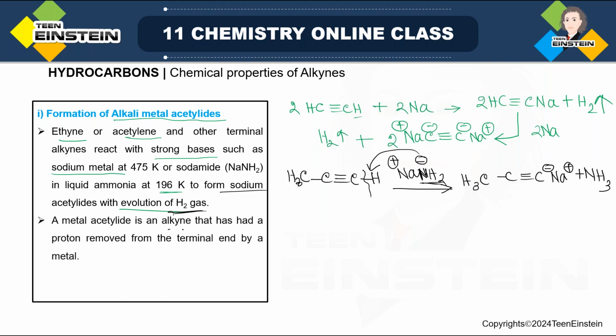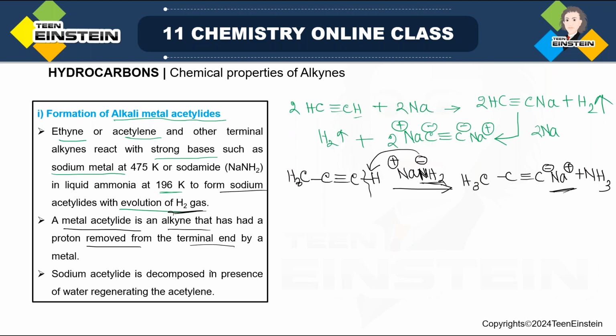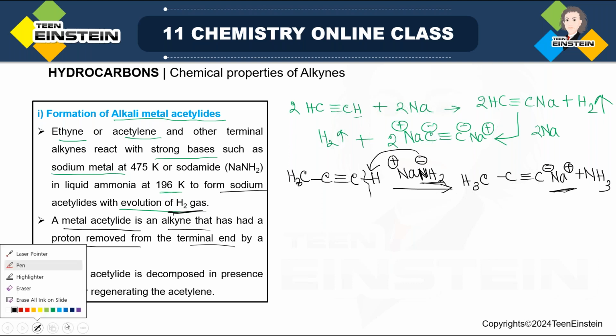A metal acetylide is an alkyne that has had a proton removed from the terminal end by a metal. So the acetylide ion, we know, is HC triple bond C negative. But you can call it metal acetylide when you have the counter ion as metal. The ion is acetylide, and when there is the counterpart metal cation, you can call it metal acetylide. Now this sodium acetylide can be decomposed in presence of water and it can generate acetylene again.